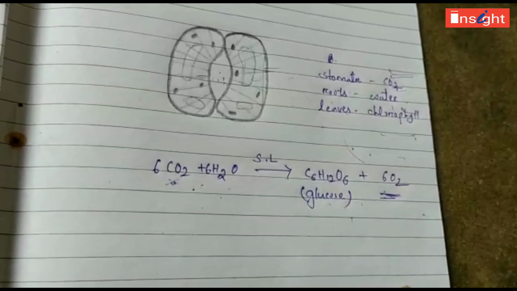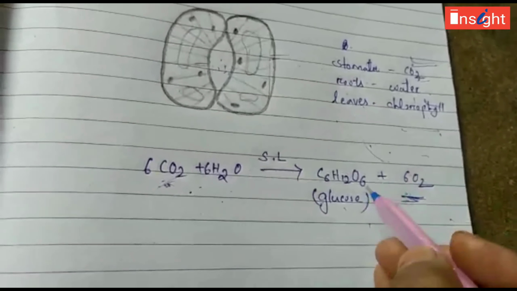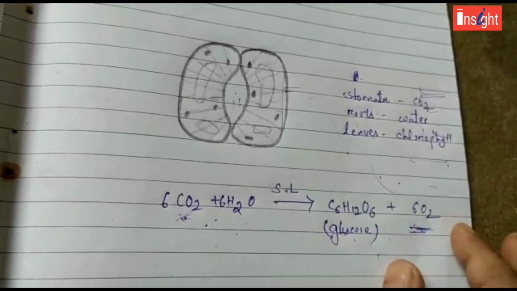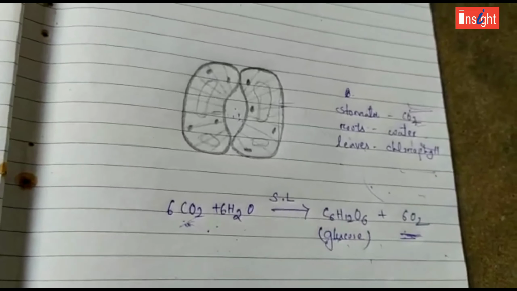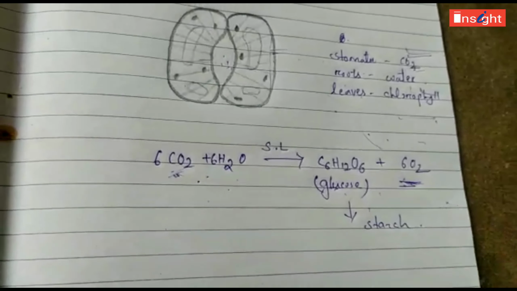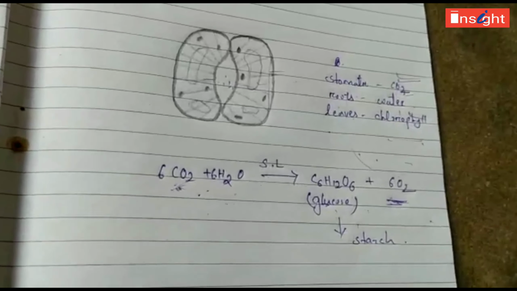So during photosynthesis, plants produce food in the form of glucose. Again, this glucose is converted into complex substances such as starch and cellulose. So to get stored in plants, it is converted to starch, a complex substance, that is starch and cellulose.